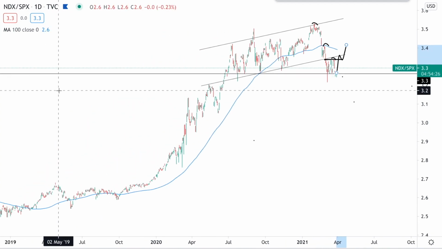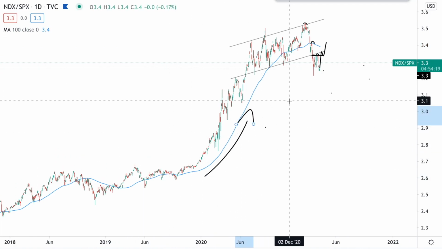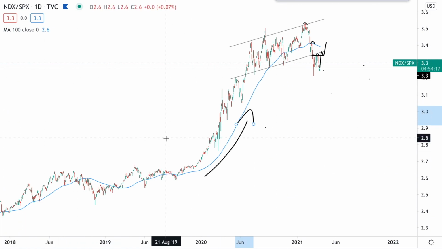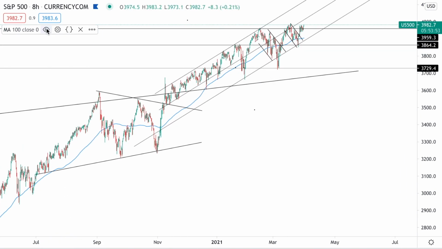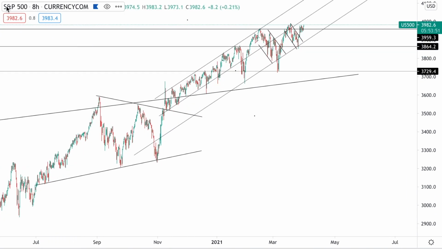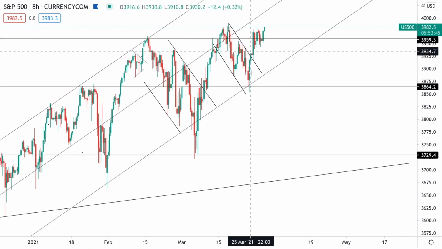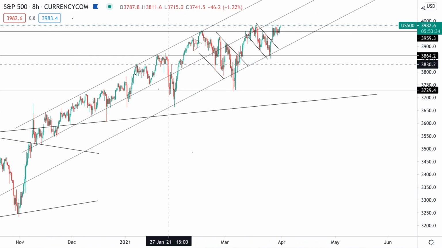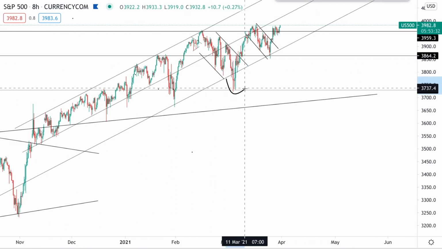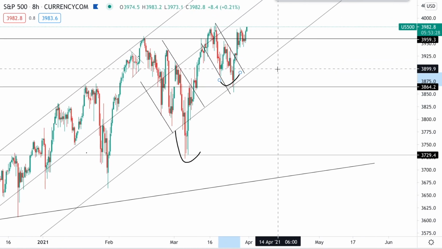Because remember, right, even though this is a relative performance, when tech does well, the stock market rallies. So you want this ratio to be going up if you're bullish on the S&P 500. In fact, let's take a look at what's happening on the 8-hour chart of the S&P 500 right now. Still in a very bullish structure right now. We're still within this price channel, making higher highs and higher lows. And we're currently testing that all-time high with a nice little bullish structure here.